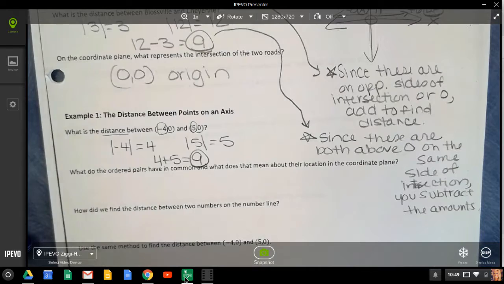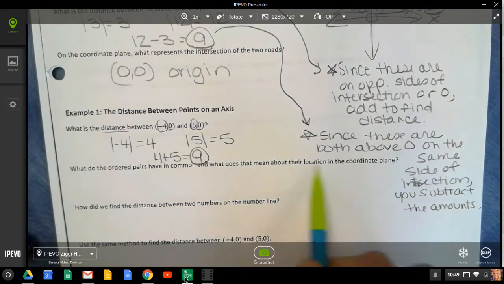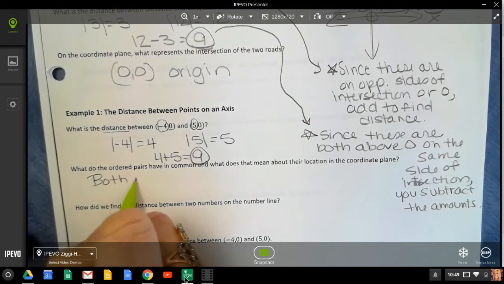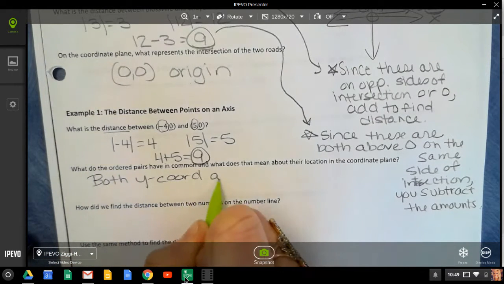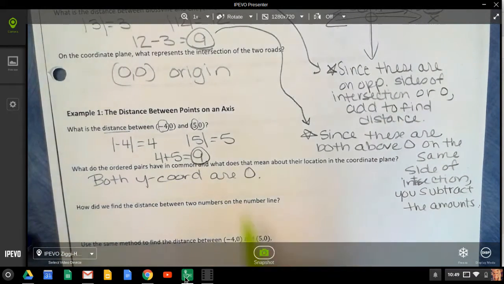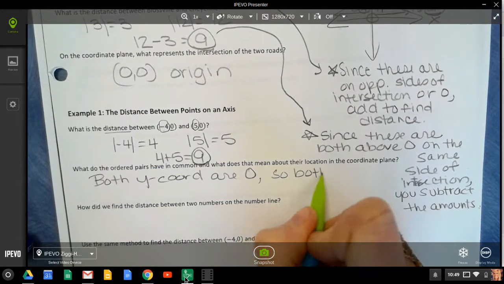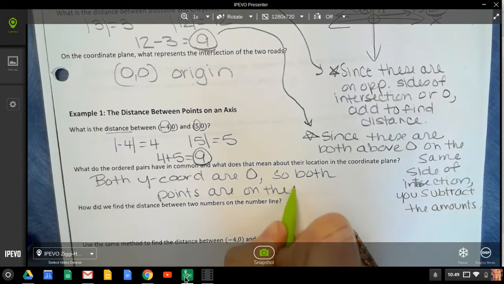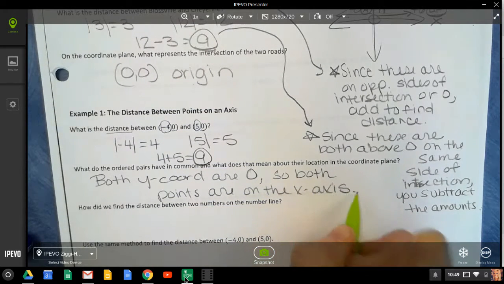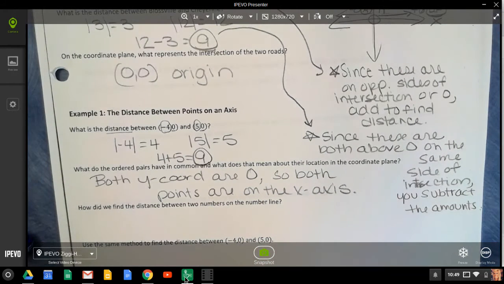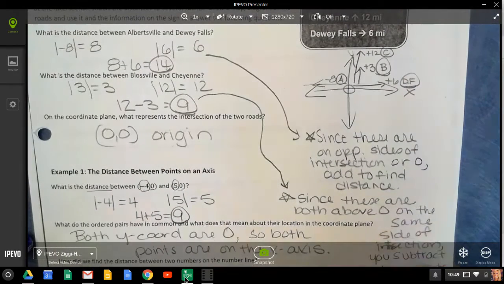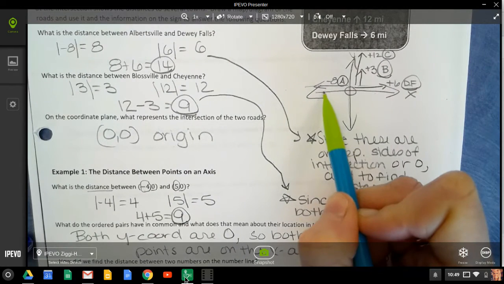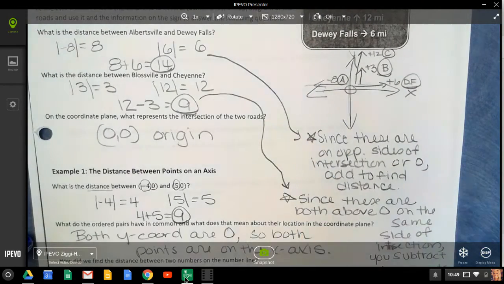Okay, now what do the ordered pairs up here have in common, and what does that mean about their location? These ordered pairs both have a 0, both y coordinates are 0. So both points are on the x-axis. If they have zeros as y coordinates, then they are on the x-axis. So if I was to plot (-4, 0), I would go from 0 over -4, and I wouldn't go up or down any, so the dot would be right here on the x-axis, and that's what that's saying.